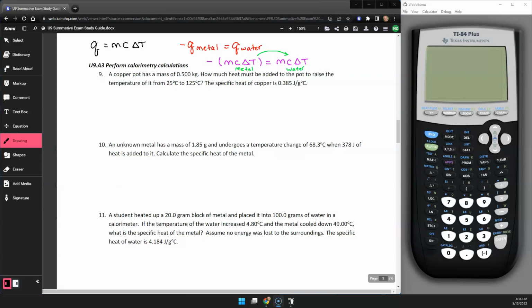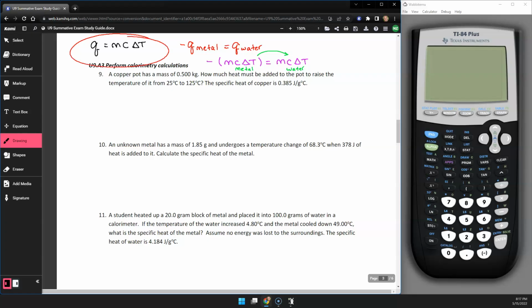I know I threw a lot of information at you. Let's take a look at these problems. You don't always need to use negative Q of metal equals Q of water. That's only when you use a calorimeter. For this first question, it's just asking us to calculate the amount of heat energy that must be added to raise the temperature. Okay, so unless it gives you information about the water and the metal, you can assume that we're just going to be calculating our heat energy.